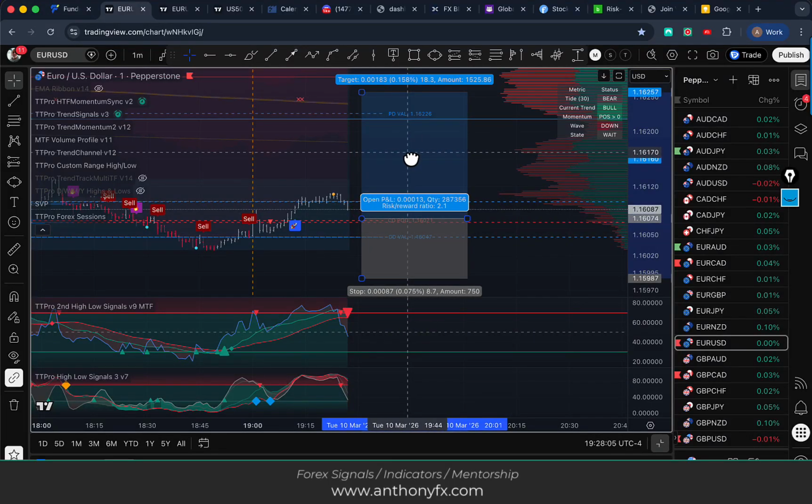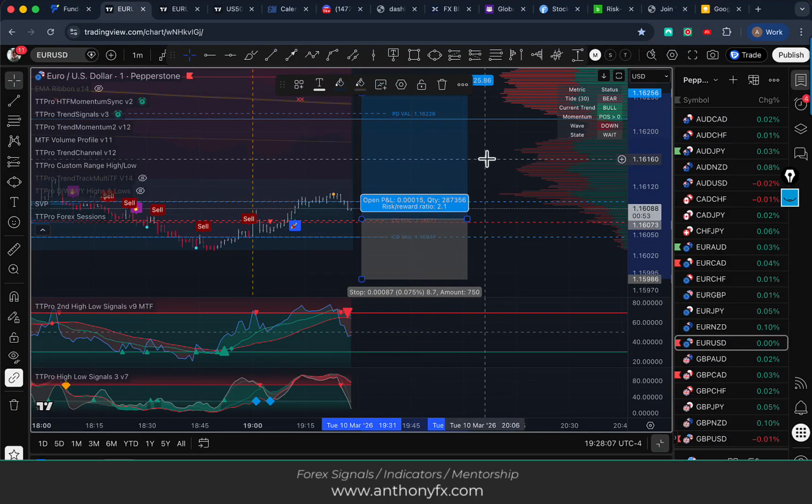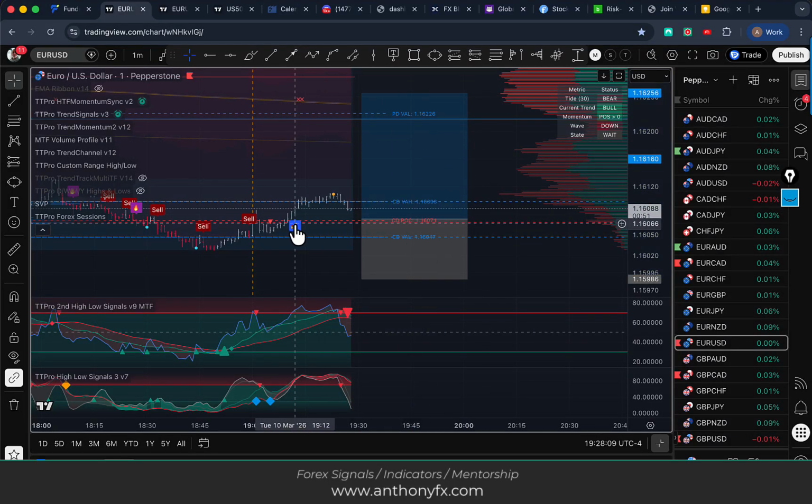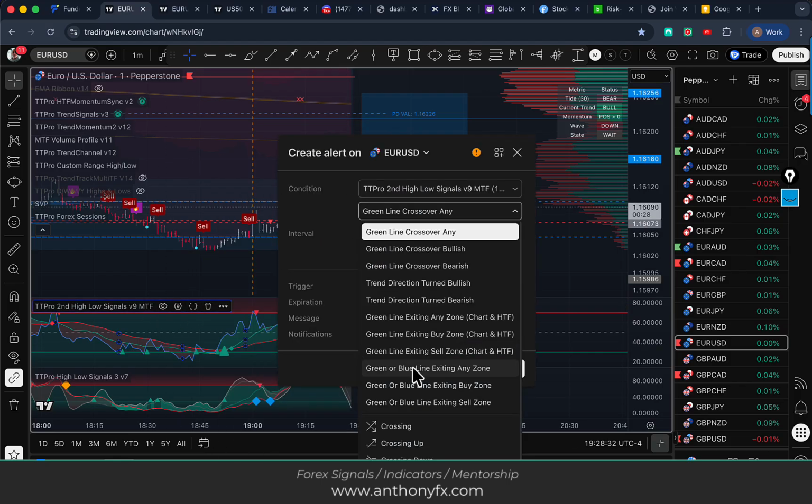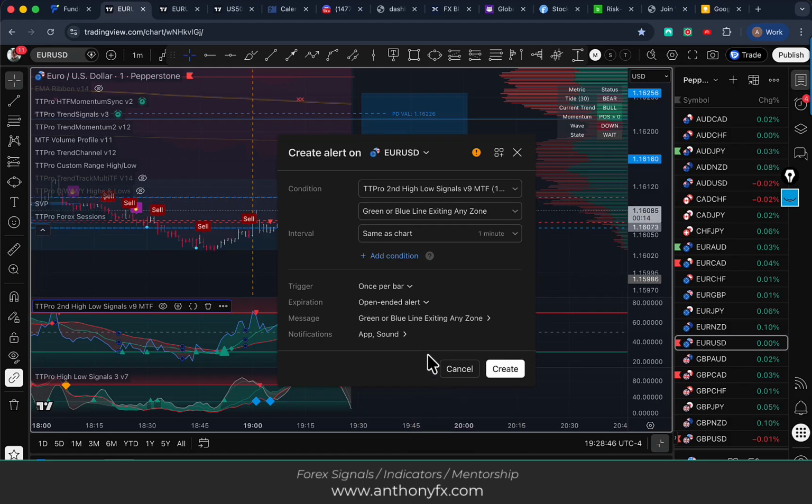All right, I'm looking for a euro dollar buy. So we got this buy signal back down in here, 1 minute chart, and I'm just watching this now to pull back. I want to see these give me a green signal, so I'm going to set up an alert with this one, and it's going to be the blue line crossing up. It'll be a green or blue line exiting the buy zone. Well, exiting any zone, that'll do. That'll give me a stop loss as well.